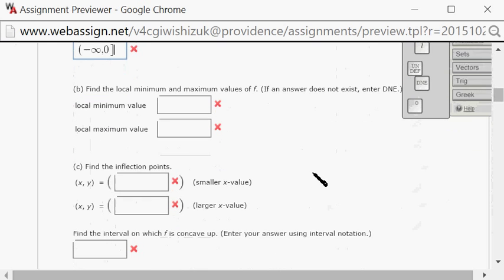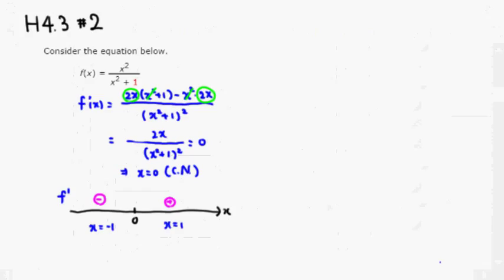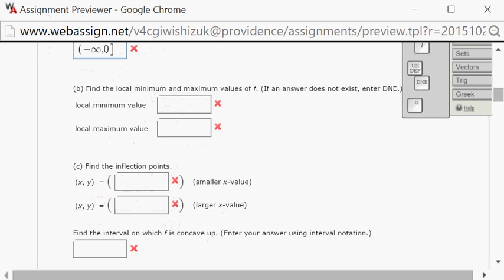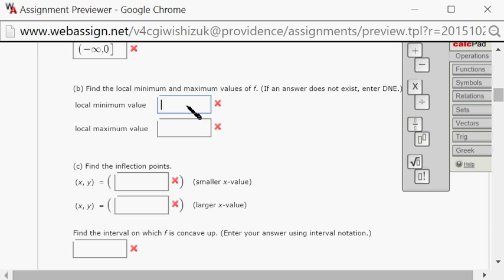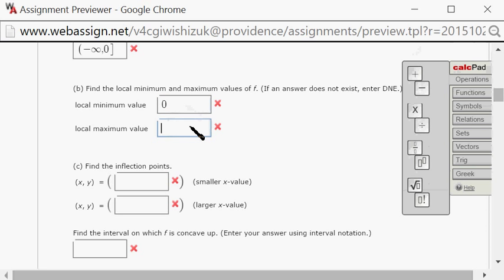And then find the local minimum or local maximum. You can see that here using the first derivative test at this point, the original function is decreasing and turns into increasing. So you can see that this is a local minimum. And f of 0, if you plug in 0, is 0. So the local minimum value is f of 0, which is 0. And the local maximum value does not exist.